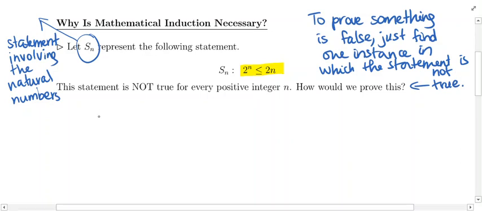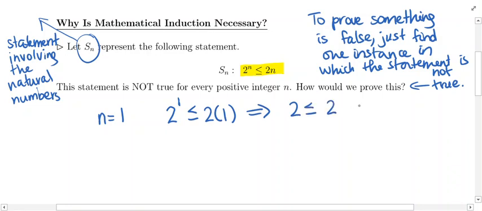So here's what we're going to do. I'm going to start with the first counting number. The first natural number is n equals 1. And I'm going to keep plugging in counting numbers until I find one for which the statement is false. If I plug in n equals 1 into this yellow statement, I'm going to get 2 to the first power. Is that less than or equal to 2 times 1? Well, that's going to tell me that 2 is less than or equal to 2. That is true. So the statement is true for n equals 1, for the first counting number.